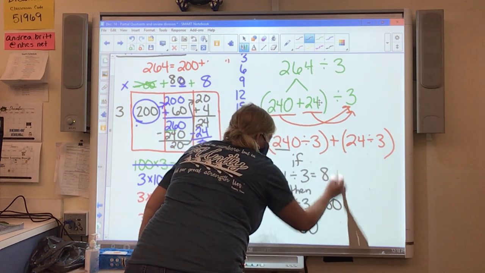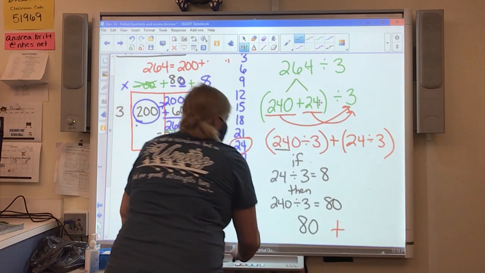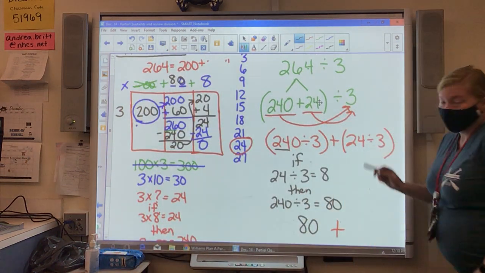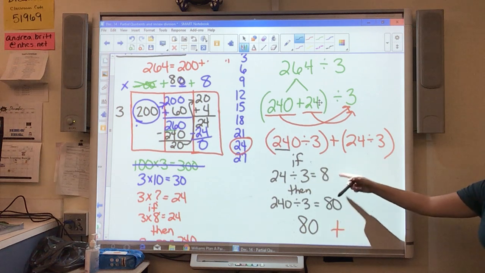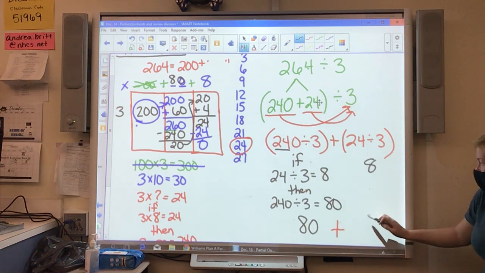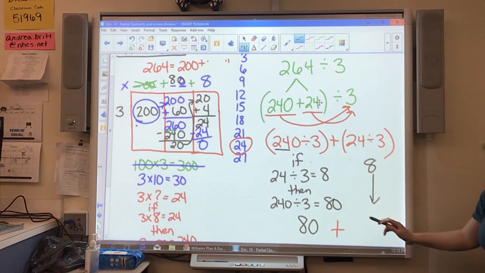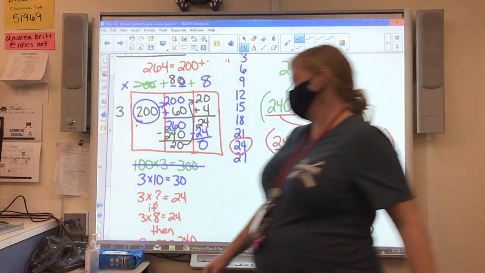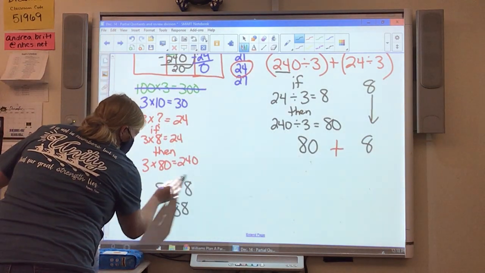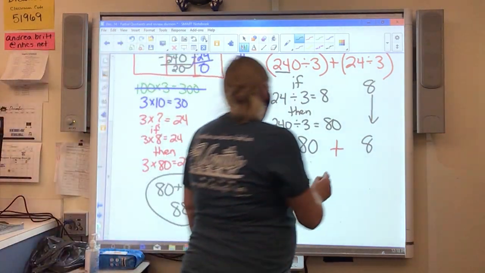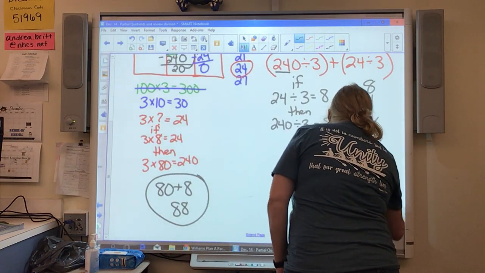Bring down your plus sign. Here we're going to do this side. What's 24 divided by 3? 8. We just did it. 24 divided by 3 is 8. And then that 8 just comes down because we don't have to make a relationship. 80 plus 8 is? 88. Same answer we got over here. So we know we are correct.